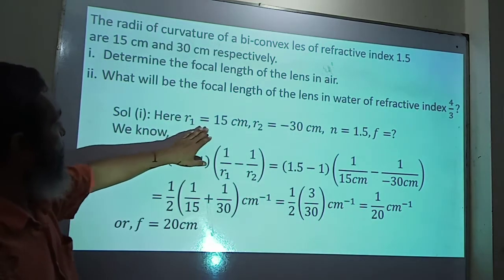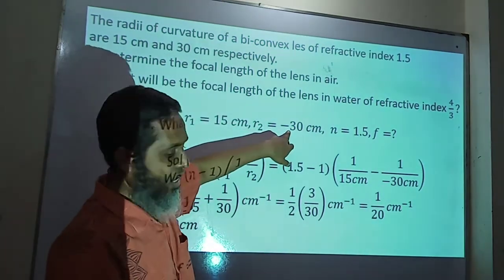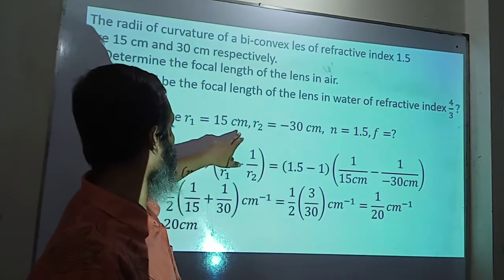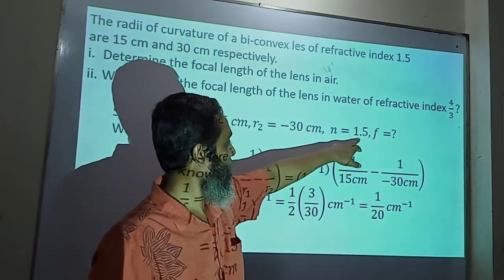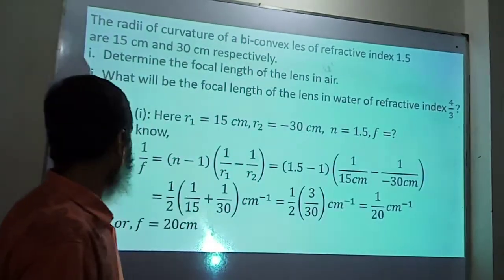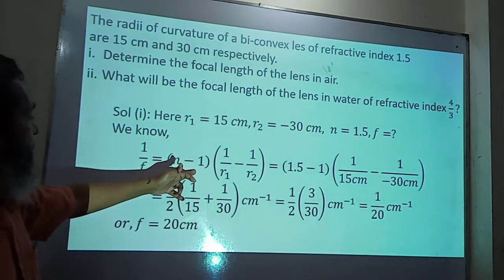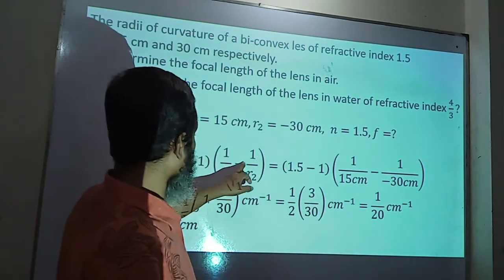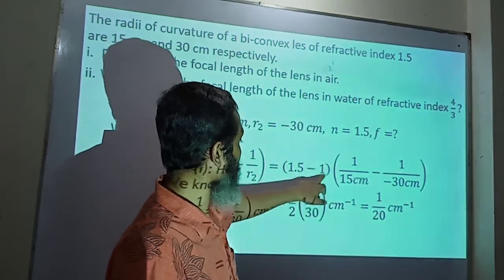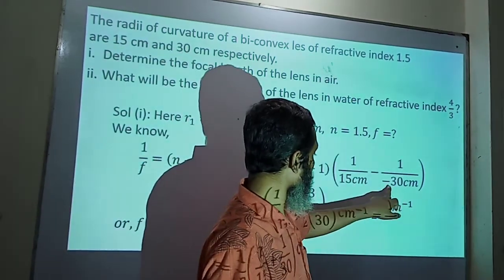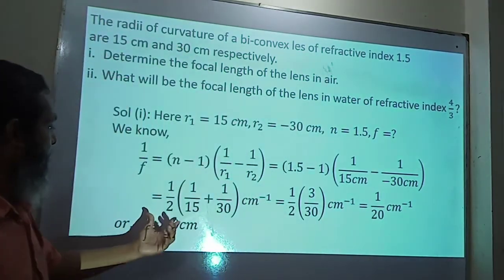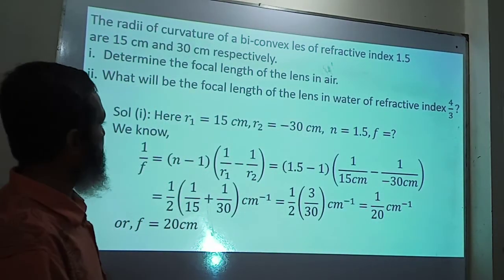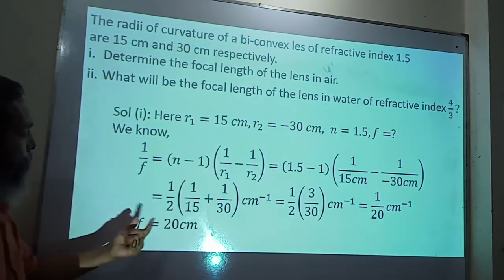Solution: here R1 is equal to 15 centimeter, it is given. Remember this one, for a convex lens, R1 is positive and R2 is negative. So R2 is equal to -30 centimeter, n is equal to 1.5. So f is equal to what? We have to use the lens maker's formula. 1/f is equal to (n-1) into (1/R1 minus 1/R2) is equal to (1.5-1) into (1/15 centimeter minus 1/(-30) centimeter). Having calculation, we get 1/20 centimeter inverse, that is f is equal to 20 centimeter. That means the focal length of the lens in air is 20 centimeter.